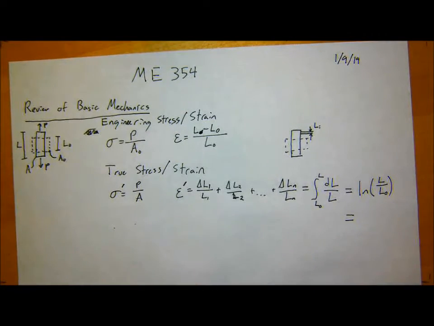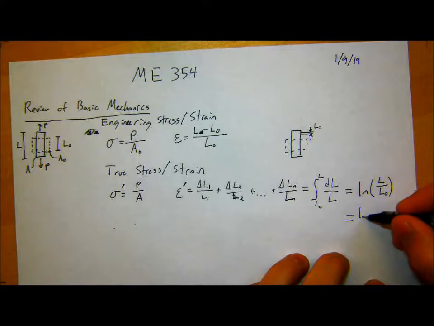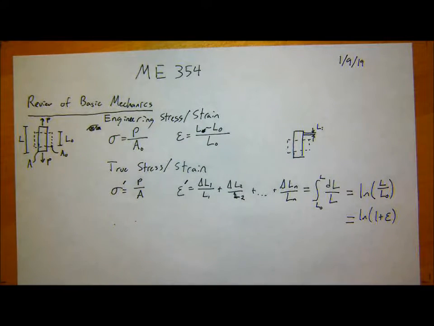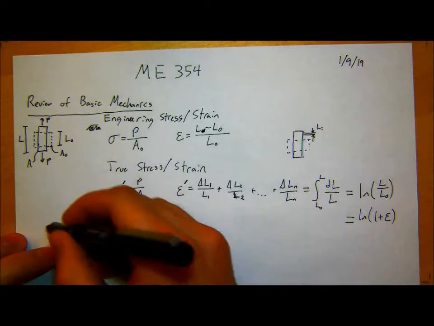When we take that, we can resubstitute our engineering strain and say this is then the natural log of 1 plus our engineering strain epsilon. So this is where you may have seen that formula for true strain before. You're taking the infinite sum of the change in lengths along the whole thing. What we then get from this is some sort of a stress strain curve.